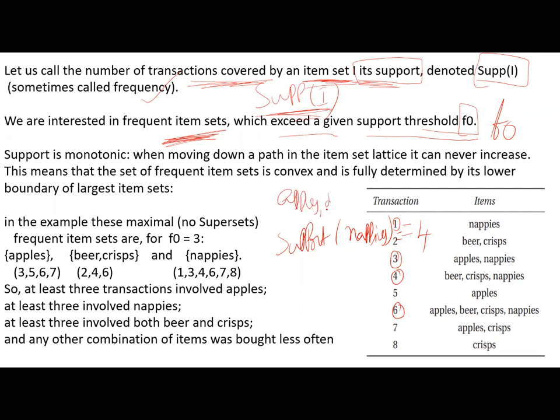Apples, beer. How many are there? See, this is called... so maybe only 1. Only 1.